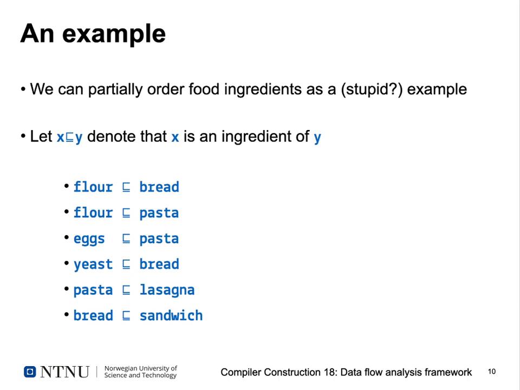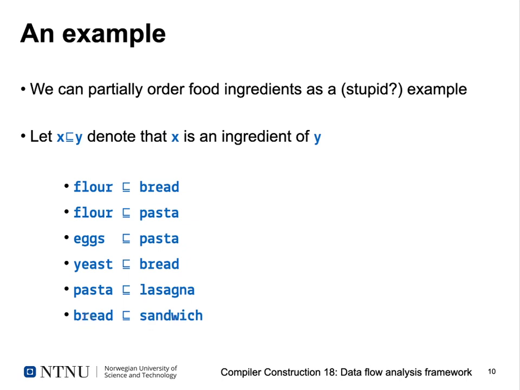We have the relation x is in relation to y, and that denotes that whatever is on the left hand side, our x, is an ingredient of whatever is on the right hand side, our y. So we know that to make bread we need flour, so flour is an ingredient of bread. But also in order to make pasta we need flour, and also eggs. In order to make bread we need yeast. In order to make lasagna we need pasta, and in order to make a sandwich we need bread.